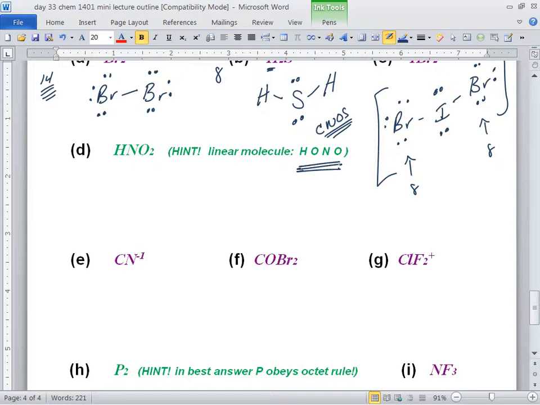Whoa, you want to follow that skeleton? I gave you the hint. H-O-N-O. It's a straight line. So make sure you follow the skeleton for this acid.